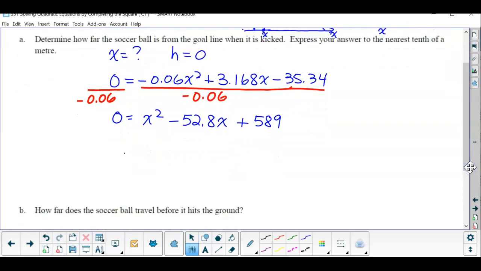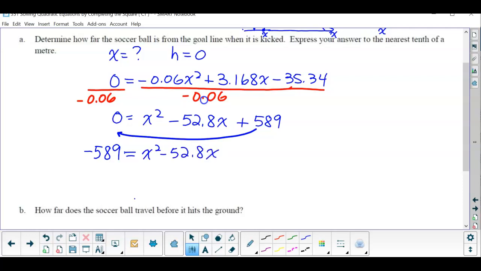So then I bring this over here. How did I change it? So that's going to be negative 589 equals x squared minus 52.8x. Now, if you want to switch the whole thing, you can.